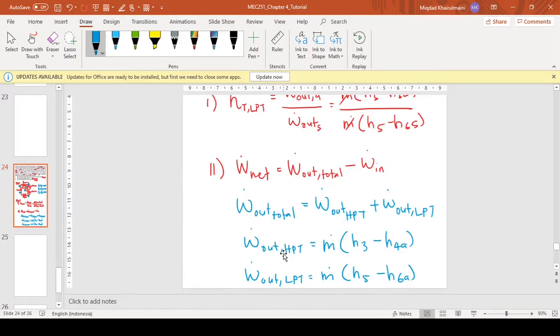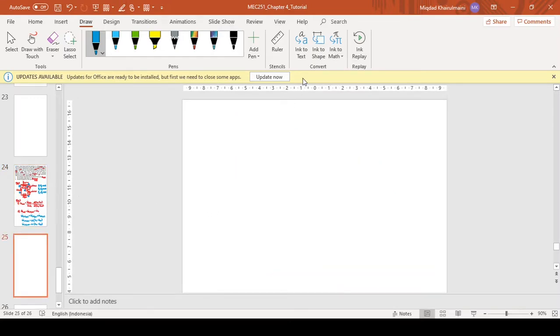So we can calculate the high pressure turbine and low pressure turbine, and add them up to get the work total. For work in, it is equal to the mass flow rate multiplied with the actual specific enthalpy at state 2 minus the enthalpy at state 1, because there is also an isentropic efficiency at state 2. So we have to find the actual specific enthalpy at state 2. So this is for number 2, and finally number 3.